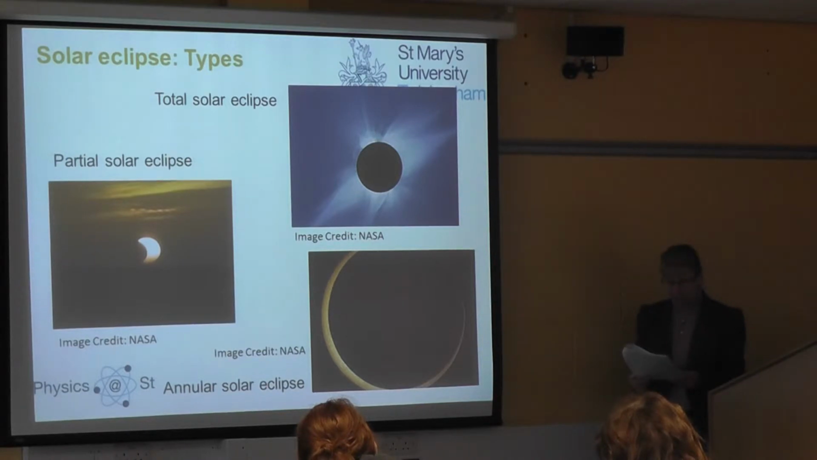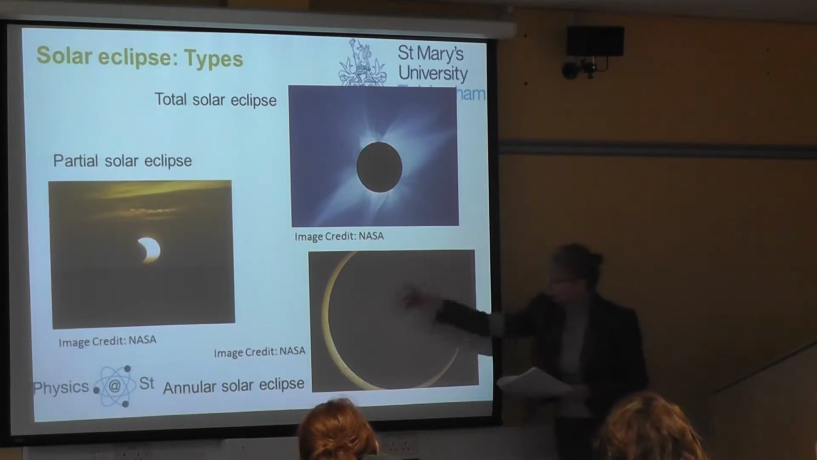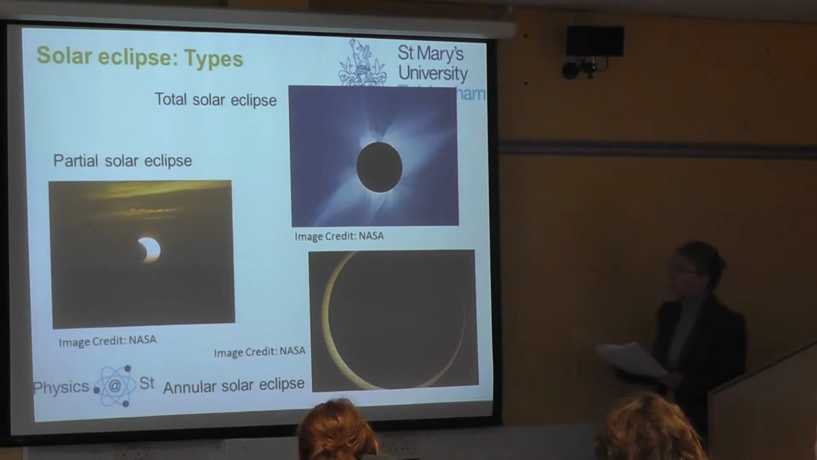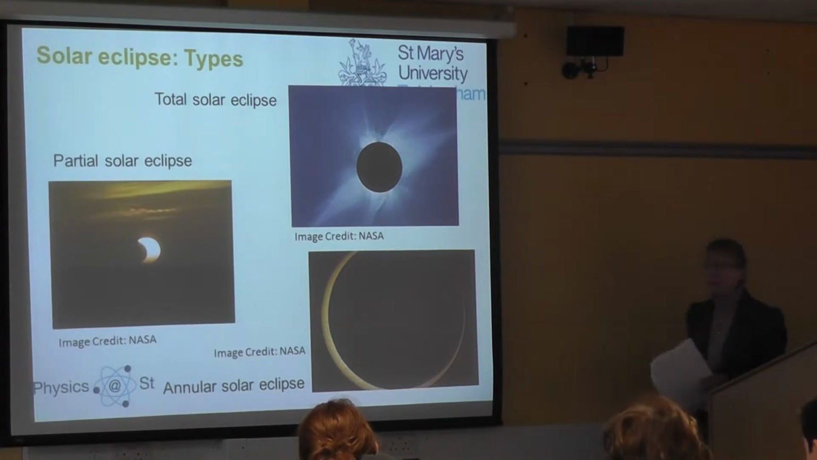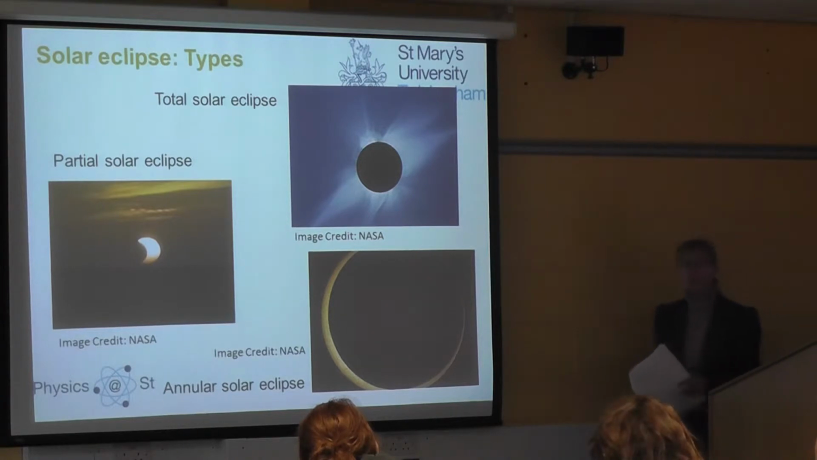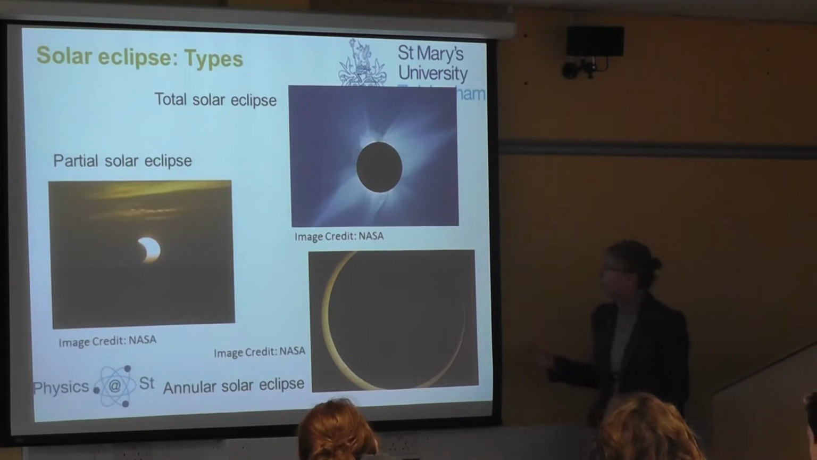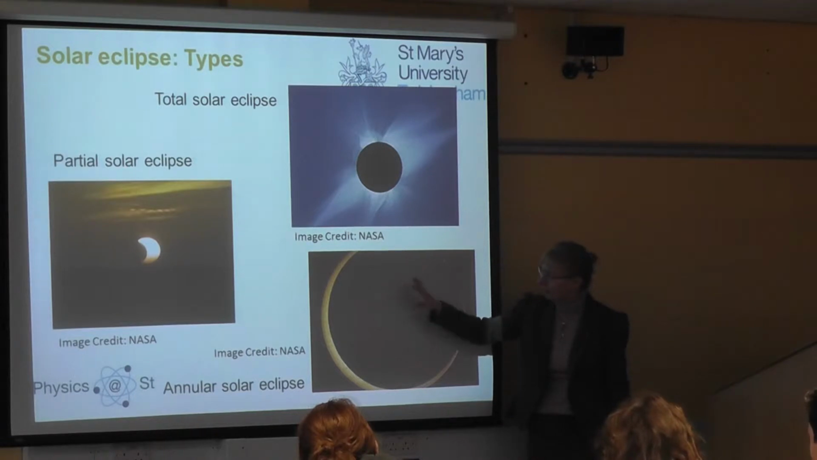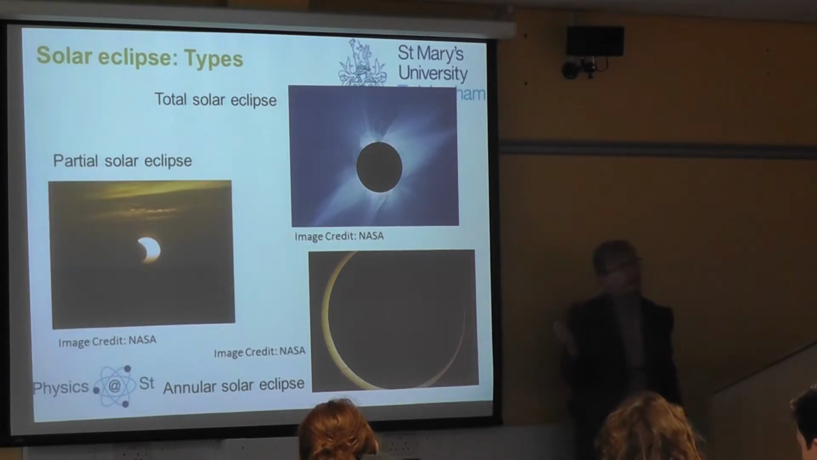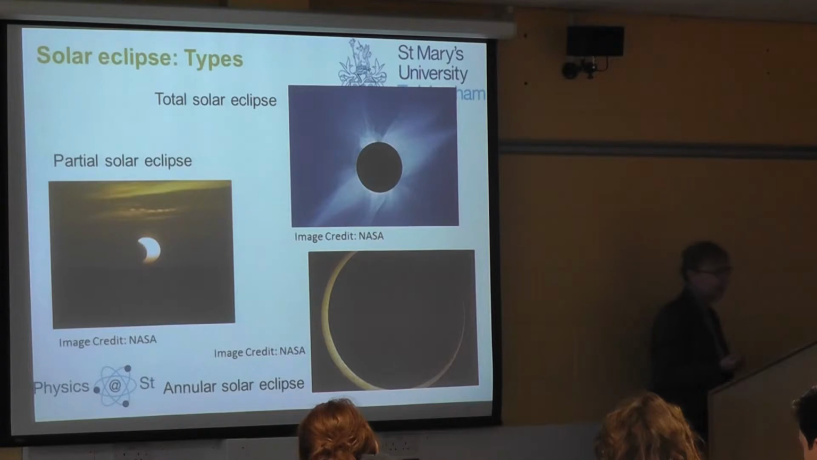Now, in the annular one, as you can see here, the moon seems to be quite smaller than the sun. And this is because, well, that's what it is after all. The moon is certainly not larger than the sun. So this is probably the one that reflects better the sizes of the two heavenly bodies.